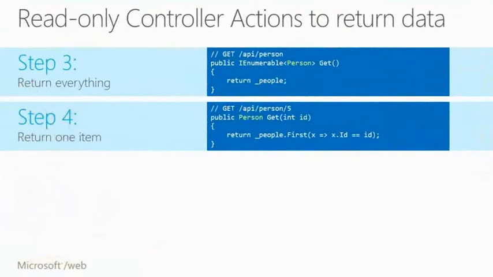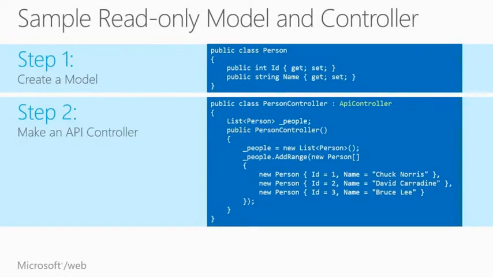Now, we've got this IEnumerable that we're exposing where we're just returning everything. We created that in that controller here on this last slide. We've got this whole list of people in our constructor here, we're just basically stuffing in a whole bunch of people.